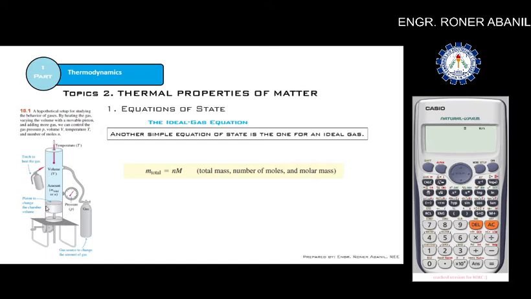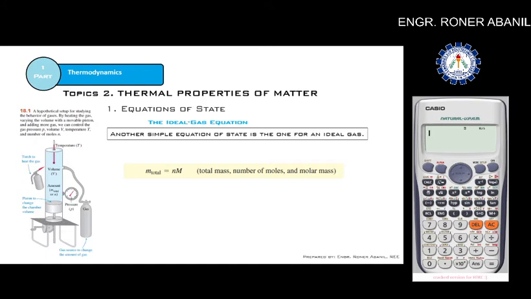So, itong figure na to is nagpapakita ng experimental setup ng isang pag-aaral sa isang behavior of gas. So, the cylinder has a moving piston to vary the volume. No? Meron daw siyang piston dito. Okay? So, ito, binabago niya yung volume. So, the temperature can be varied by heating. And we can pump any desired amount of any gas into the cylinder. We then measure the pressure, volume, temperature, and amount of gas.